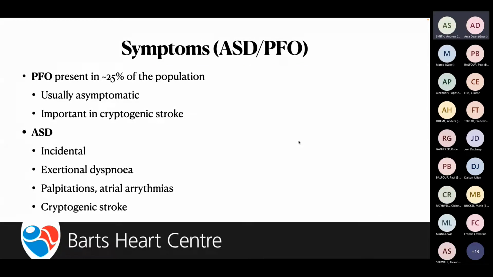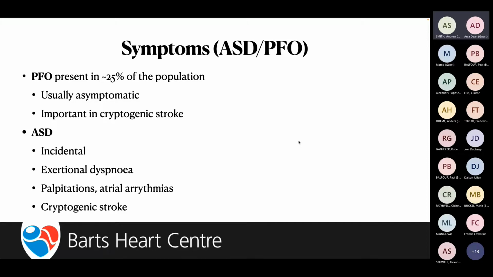So what are the symptoms, or in what situations do we diagnose ASD and PFO? They are slightly different situations, although there's some overlap. As I mentioned before, PFO is present in 25% of the population. It's usually asymptomatic because there's no hemodynamic burden, but it's important in patients who have cryptogenic stroke. And that's the main situation in which we close PFOs.